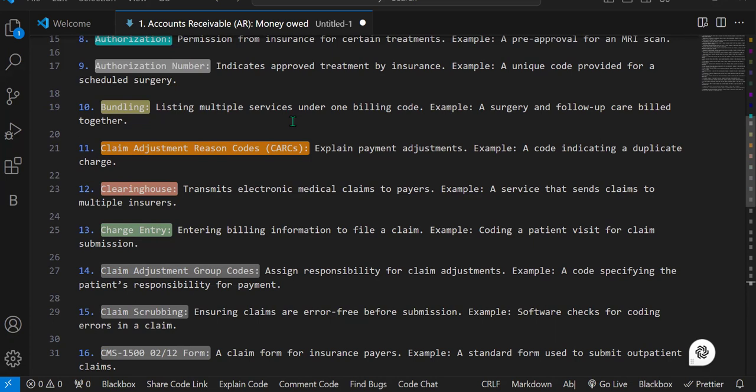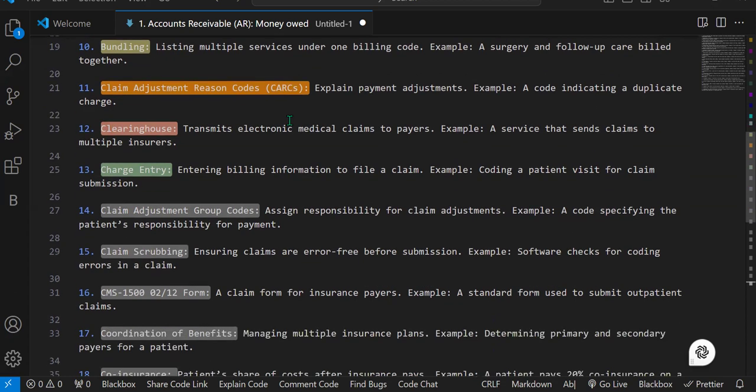Claim adjustment group codes assign responsibility for claim adjustments. Example: a code specifying the patient's responsibility for payment. There are some charges that insurance does not pay, so the patient has to pay them. That is called claim adjustment group codes. These codes specify what is the patient's responsibility.